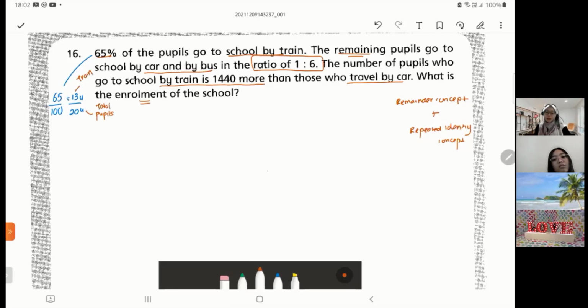Okay, like that. So now, if I have that, what do I do? I can rewrite. 13 units, 20 units. I rewrite here first. Okay, this is train. I rewrite first to make it clearer.